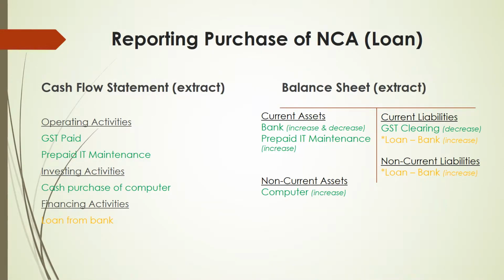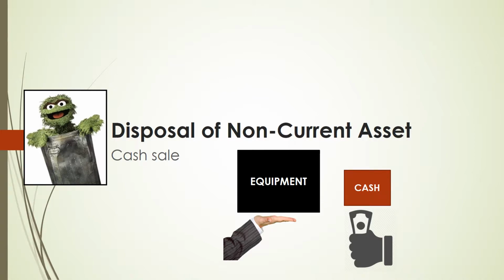When we are reporting the purchase of non-current assets using a loan, we just need to make sure that in the cash flow statement, we are recording the loan from bank under the financing activities, and in our balance sheet we are reporting the balance of the loan under the liability section accordingly. Now let's look into the disposal of non-current assets, and the first one that we'll be looking at is the cash sale of non-current assets.